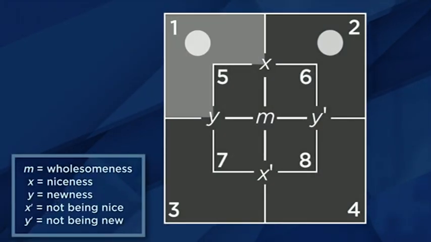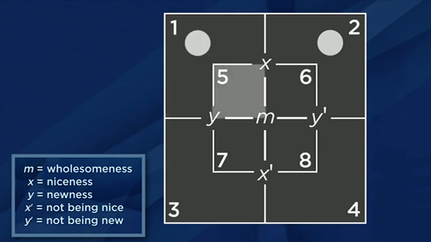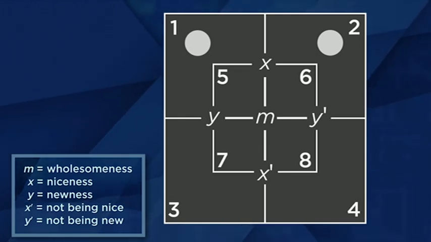But let's look a bit more closely at those gray counters. Region 1 corresponds to cakes that are nice, new, and unwholesome. The first statement assured us that no cake was both nice and unwholesome. Can we also now conclude from the gray counter that no cakes are both nice and new? We cannot, because region 5 could contain cakes that are nice and new, and our statements do not tell us anything about that region. Likewise for the gray counter in region 2. It says there are no cakes that are nice, not new, and unwholesome, but there might still be nice but not new cakes in region 6.